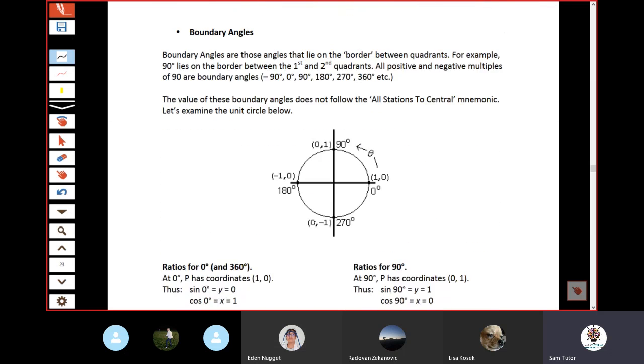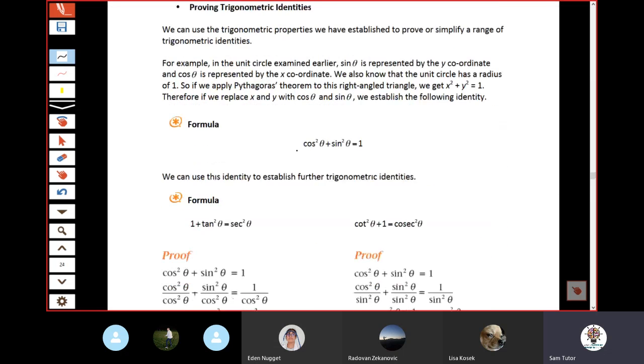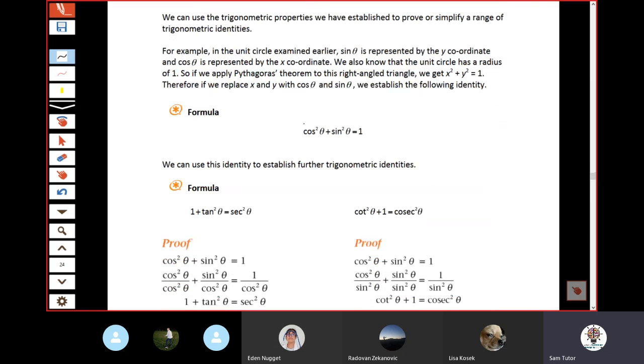Okay, and then we're not doing it like that. And then we learned this identity: cos squared plus sine squared is equal to 1. And then we learned that we can make cos squared the subject by doing 1 minus sine squared. And same thing with this.